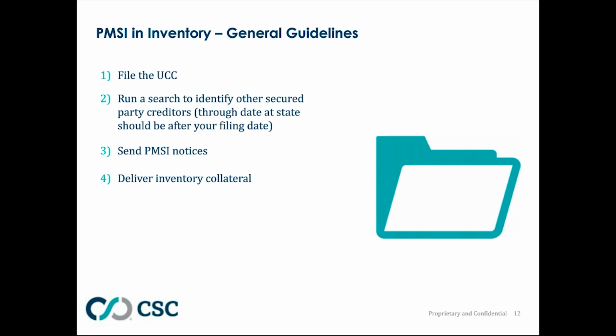PMSI and inventory, the general guidelines. First, you want to file the UCC. Second, you want to run a search to identify other secured party creditors. You want to make sure the through date at the state is after your filing date. Number 3, you want to send the PMSI notices, and that would be by way of trackable mail, like certified mail. And then 4th, you want to deliver the inventory collateral.